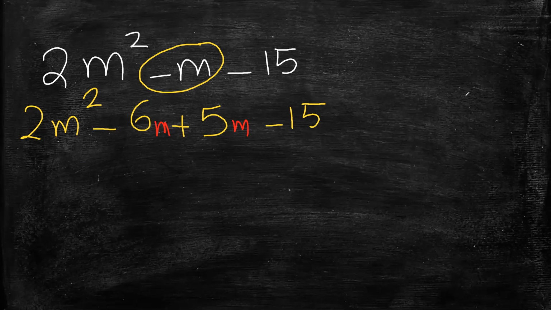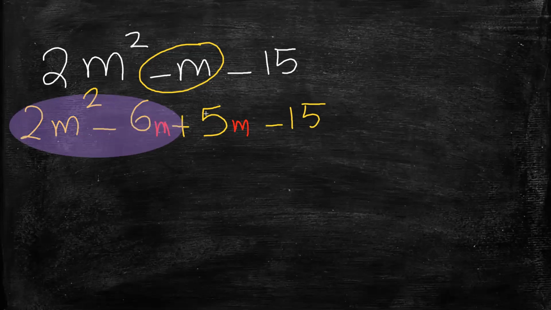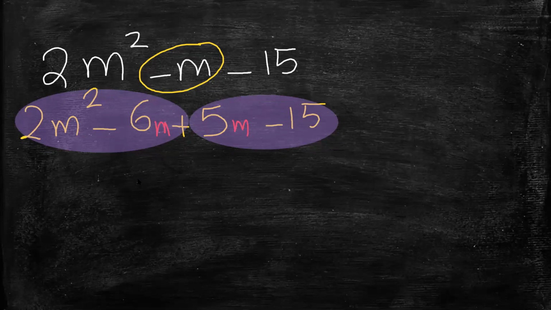Then after I finish, I have to regroup it into two brackets. Let's do the first one here, and then the second one. This is what I do: I divide them into two brackets. Then after that, look at the first circle here, the purple circle. We have 2m² minus 6m.